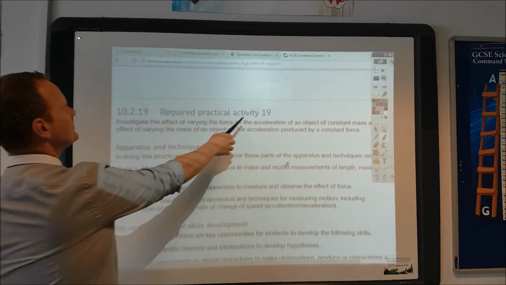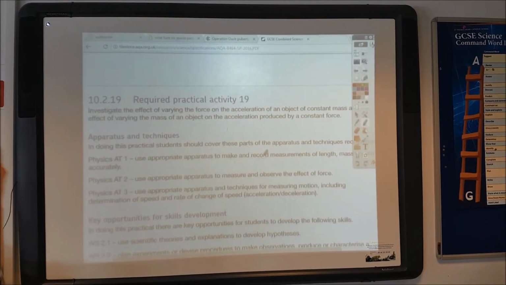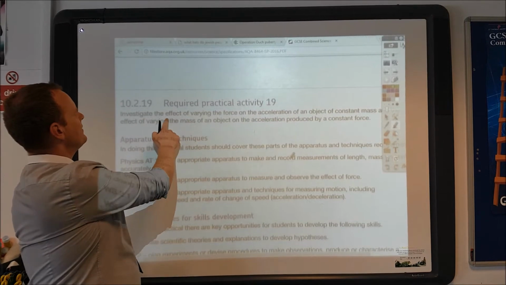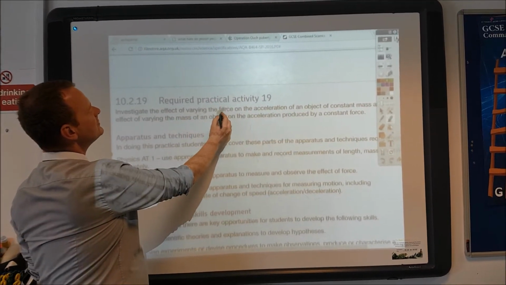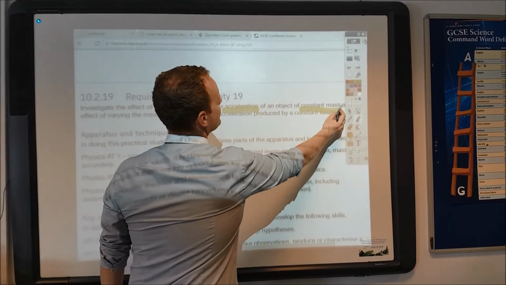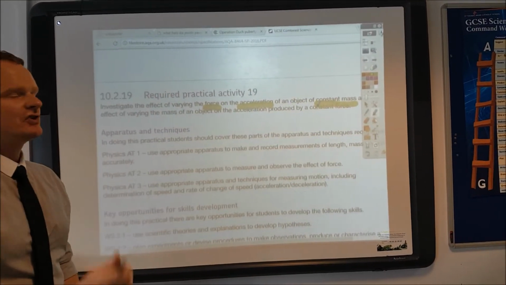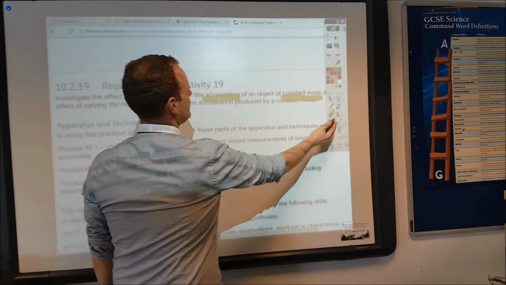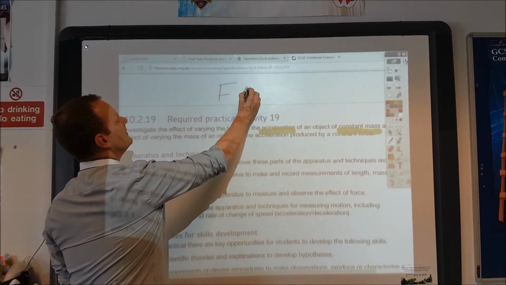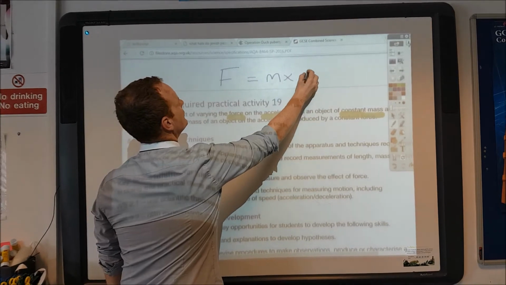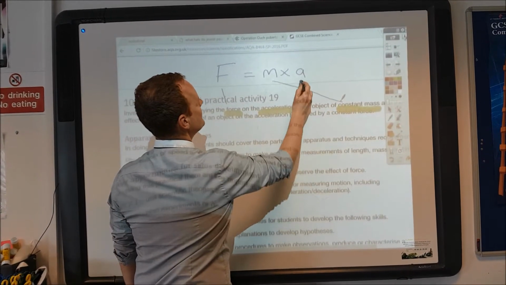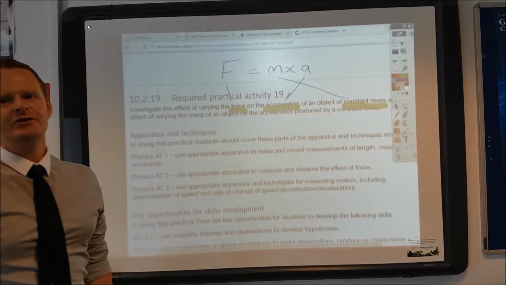It's required practical 19 on the combined, and it is this. We have to investigate the effect of varying the force on the acceleration of an object with constant mass. So this you should pick up as being F equals m times A: force, mass and acceleration. It's Newton's second law.